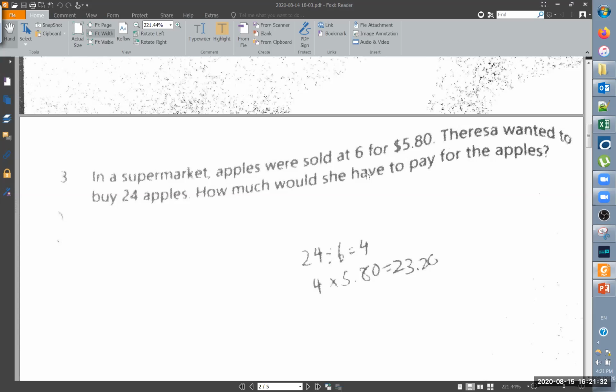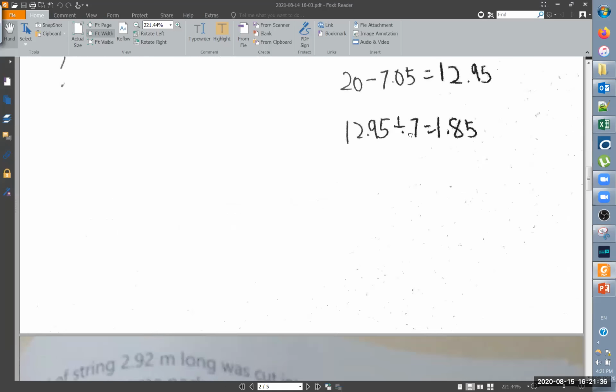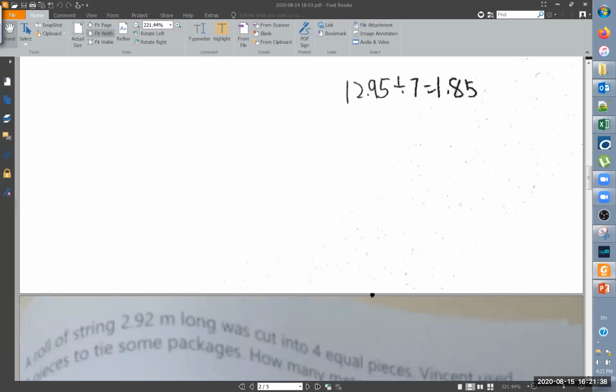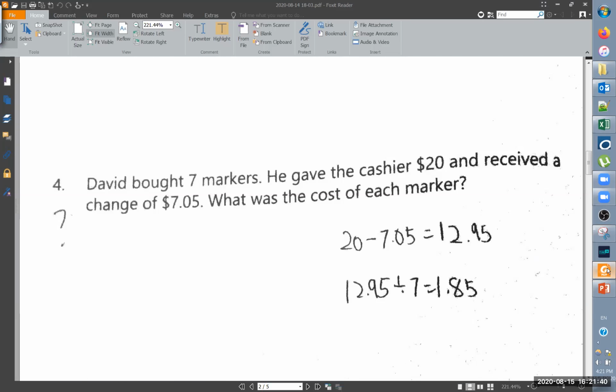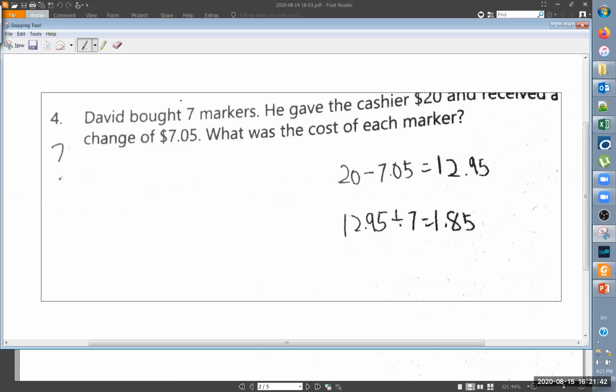Okay, so now let's look at this question together. What it says is 7 markers, and he gave the cashier $20 and received a change of 7.05. So basically, 20, you need to minus. Why do you minus this? Tell me your first step.